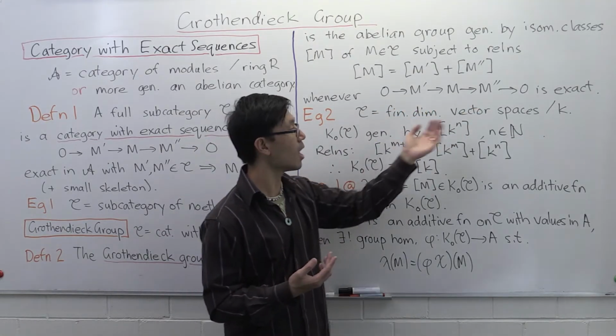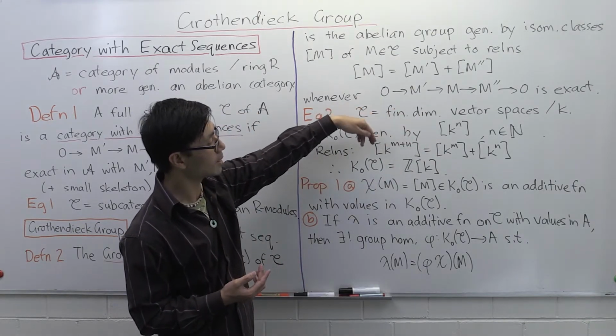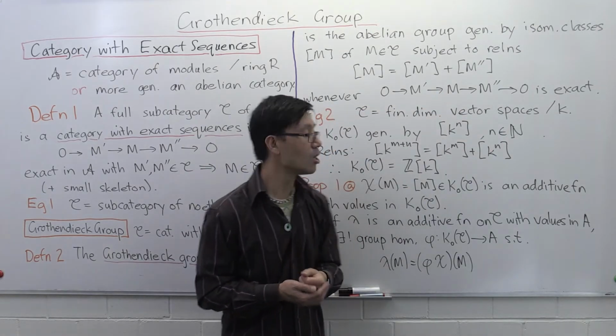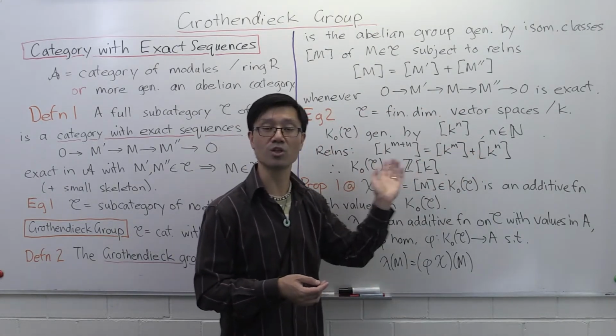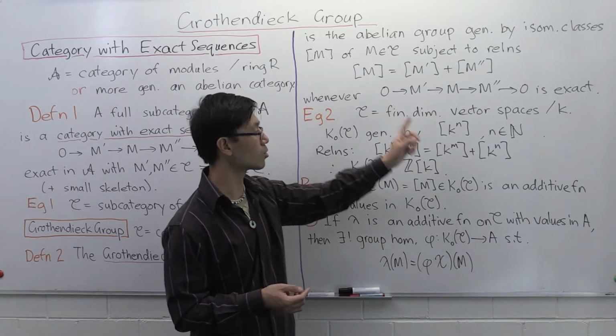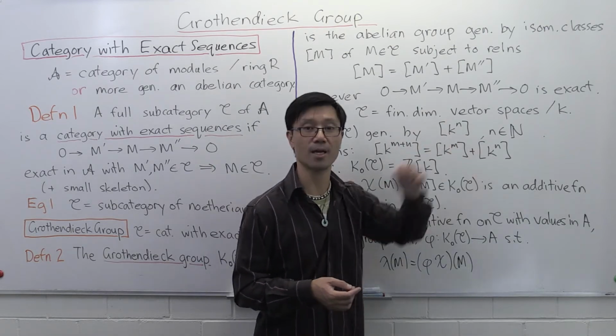And basically, the only types of exact sequence you have are ones of the form k to the m plus n is the direct sum of k to the m and k to the n. So this is the only relationship, or relation, between these generators that you have. K to the m plus n, the class of this, is the same as the class of k to the m plus k to the n.